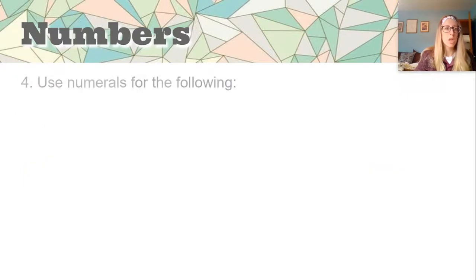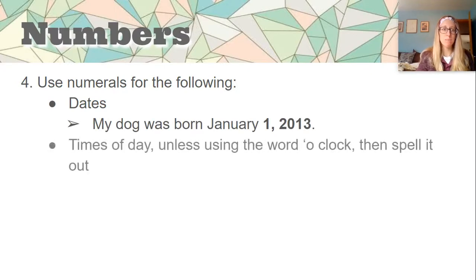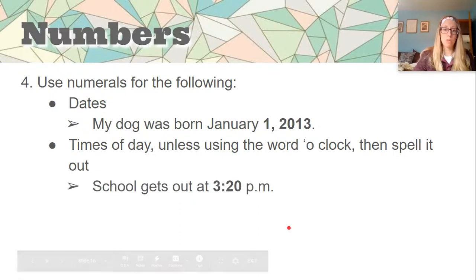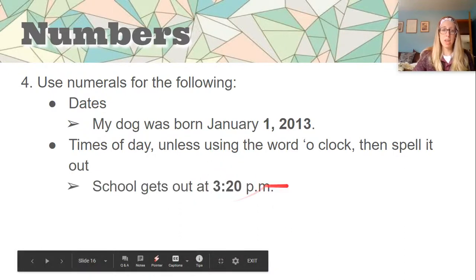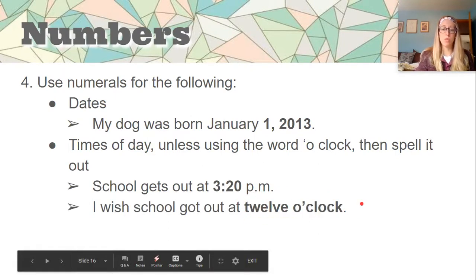You also want to use numerals, so like writing the actual number, not spelling out the number, for all of the following things. You want to use numerals when you're doing dates, like January 1st, 2013. You want to use numerals when you're doing a time of day, unless you use the word o'clock, then you want to spell it out. So for example, if we're doing an obscure time of day, like school gets out at 3:20, then you want to use the numerals. But if you use o'clock, then you want to spell out, like, twelve o'clock.